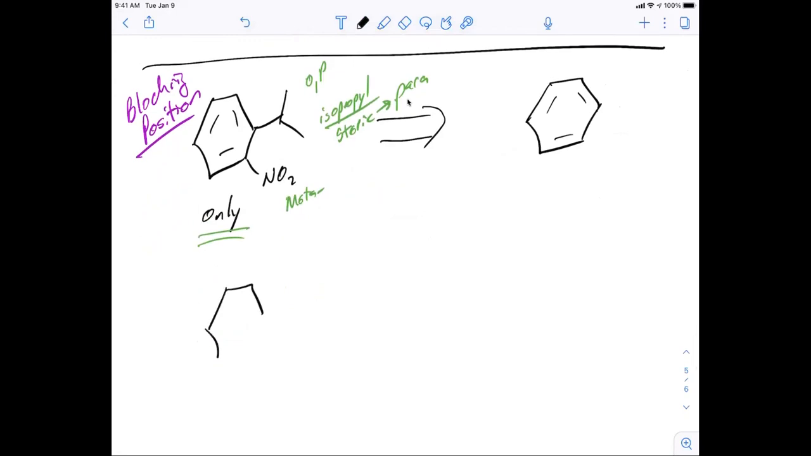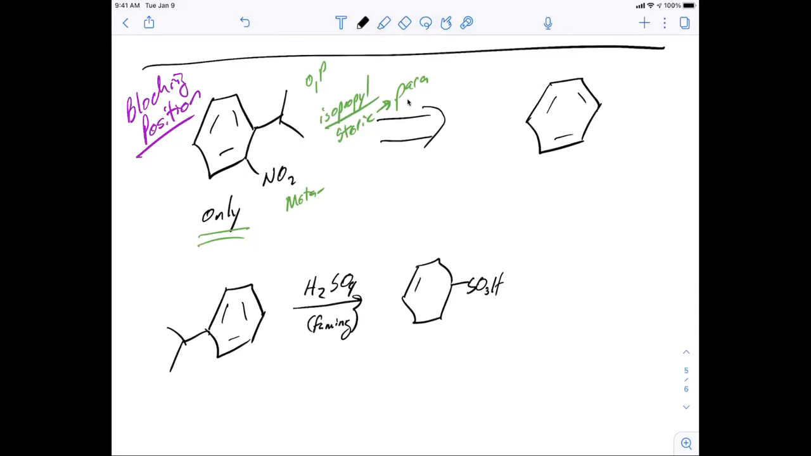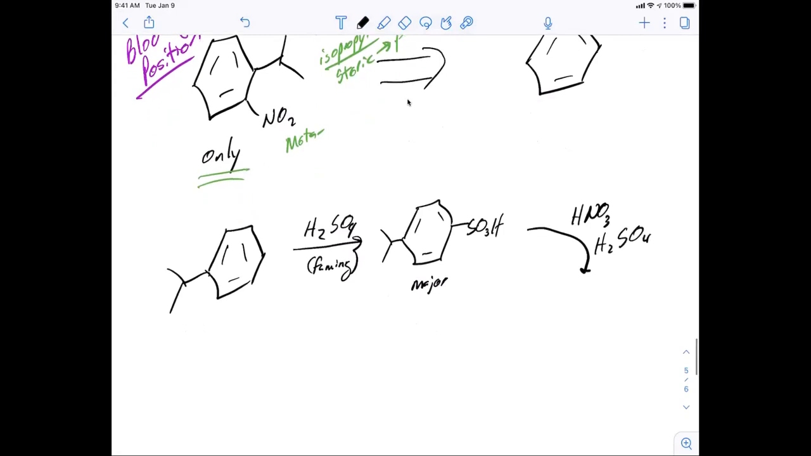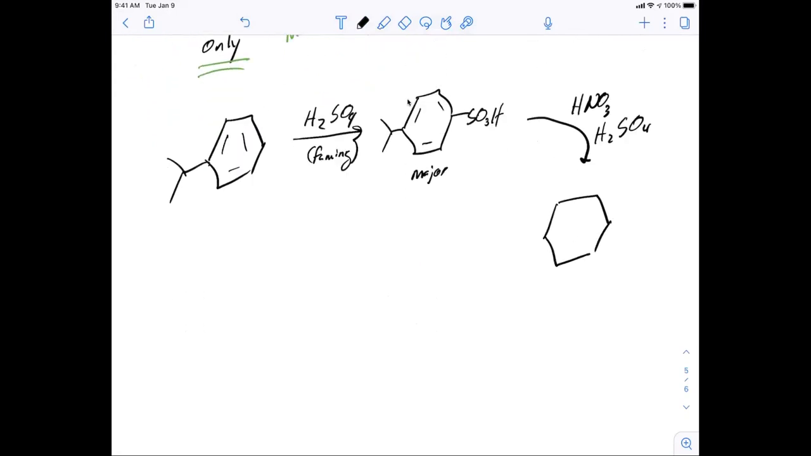Remember when we covered that one, I said we're going to be using it later. So what we're going to do in this one is the first thing we're going to do is add the sulfonation, right? So that's H2SO4, right? We can put fuming. We could also put SO3 there, right? That's going to get me this as my major product, right? Because of the sterics, that'll be the major product. I can isolate that. Once I have it isolated, then I can go and do HNO3 with sulfuric acid. Then we get this only, and that takes some explanation.